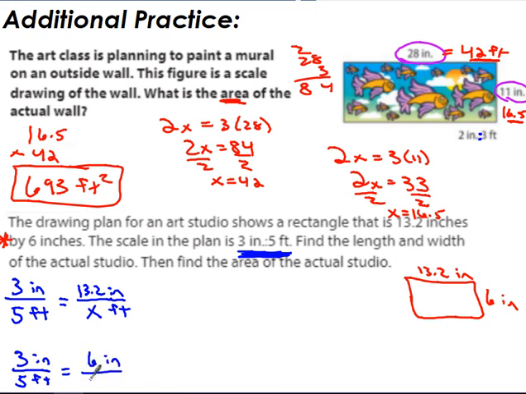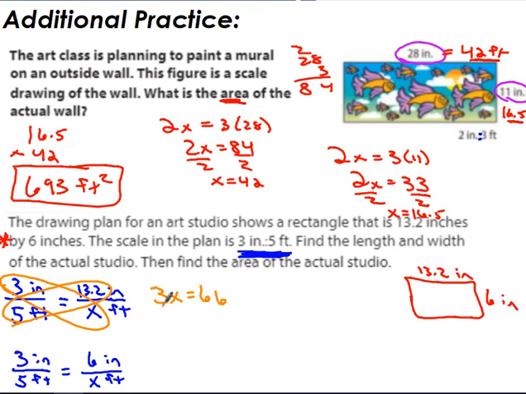So when I solve my first wall, I have 13.2 times 5, which is 66. And then I also have 3 times x. So I have 3 times x equals 66. Now I get to divide by 3, and I would find x equals 22. So this is 22 feet in real life.